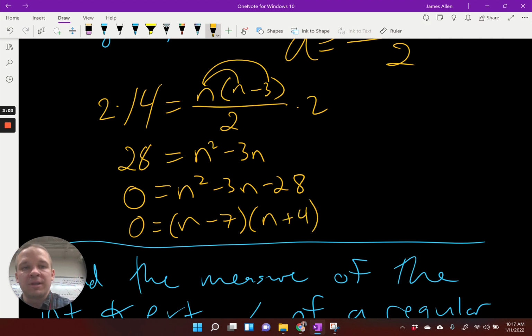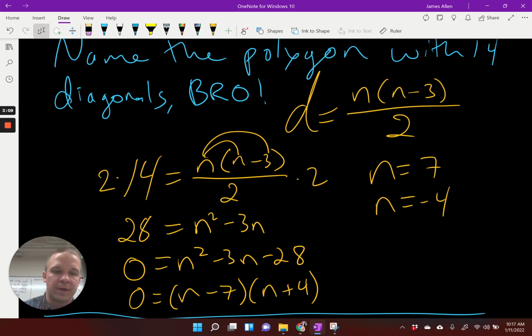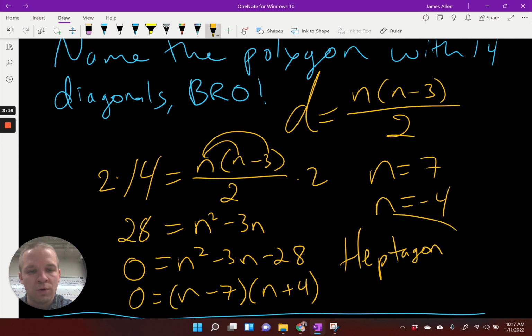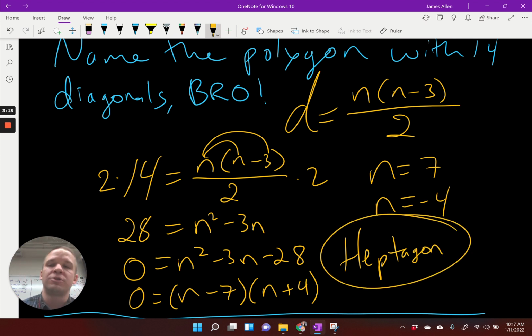Cool. So in this case, we have n equals 7 and n equals negative 4, right? I can't have negative 4 sides, but I can have 7 sides. That is a heptagon. Ooh, the dreaded 7, right? The dreaded 7. There it is. Done. Awesome sauce. 3 points here. If I got down to n equals 7 and I didn't know the name of it, I'm going to lose a point. So know the names of those from that chart.